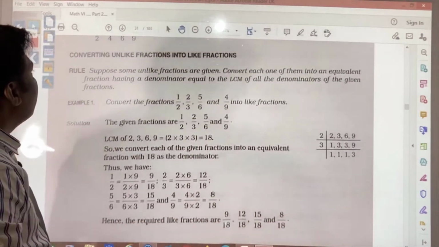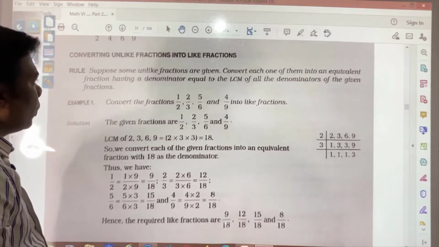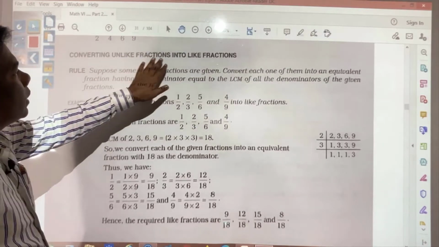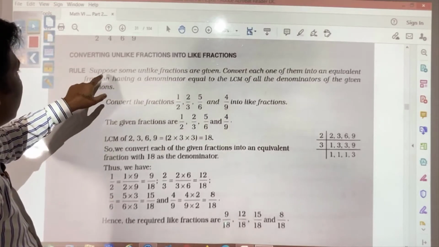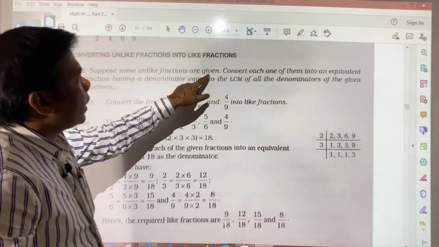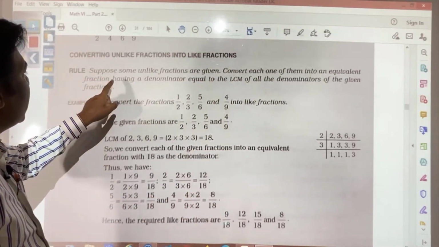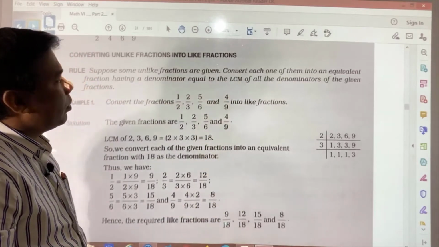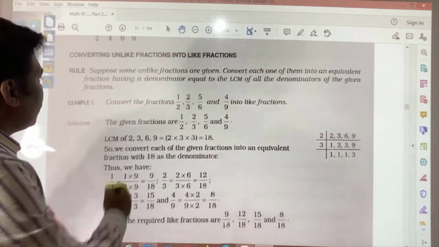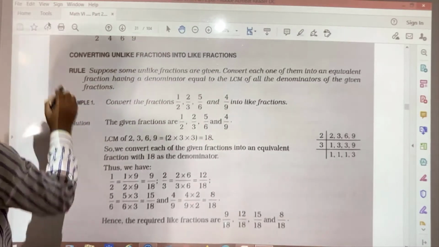Then you see converting unlike fractions into like fractions. If you want to convert unlike fractions into like fractions, what is required to be done? The rule is given. Suppose some unlike fractions are given, convert each one of them into an equivalent fraction having a denominator equal to the LCM of all denominators of the given fractions. Suppose an example has been given here, you take this example.